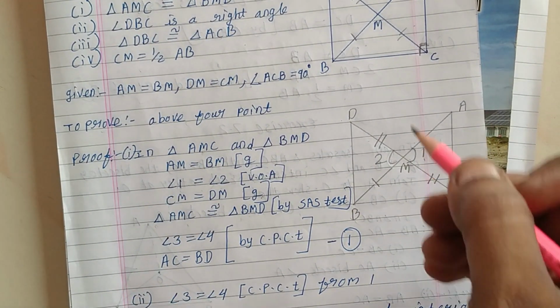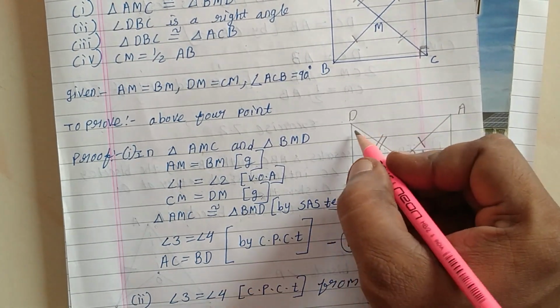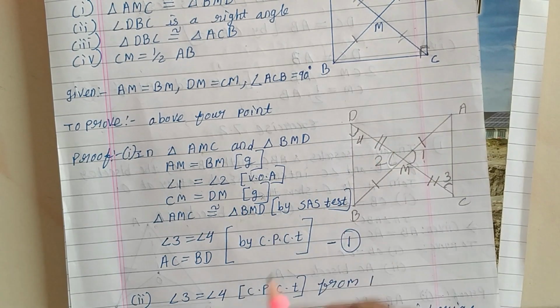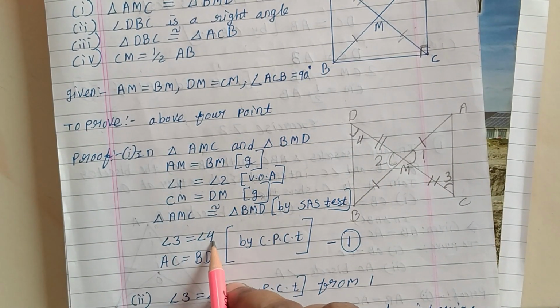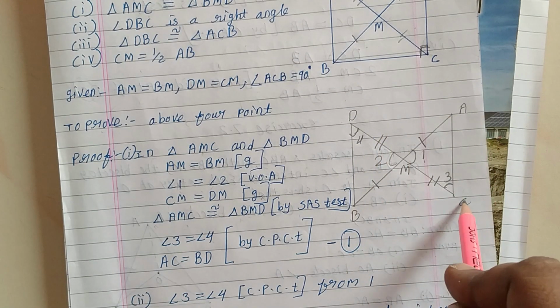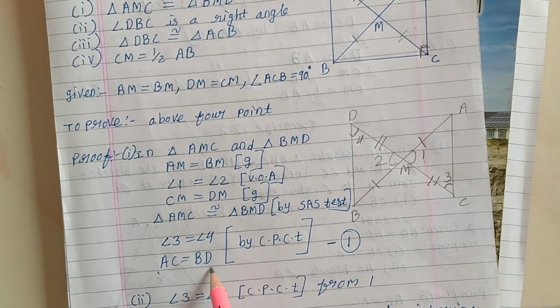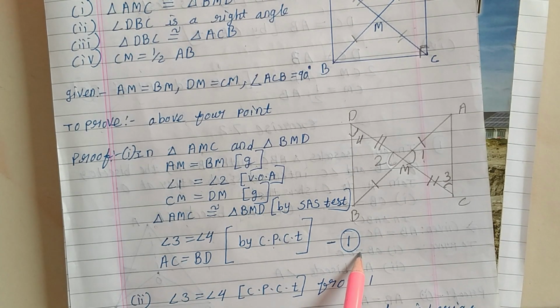Student, now you have to remember I am taking this angle as angle 3 and this angle as angle 4. So by CPCT, angle 3 will be equal to angle 4. Now why am I writing this? Because we have to use this to prove the rest of the points. And similarly here AC will be equal to BD. That is also by CPCT. And I have given here number 1.